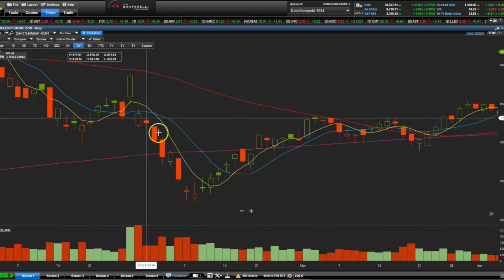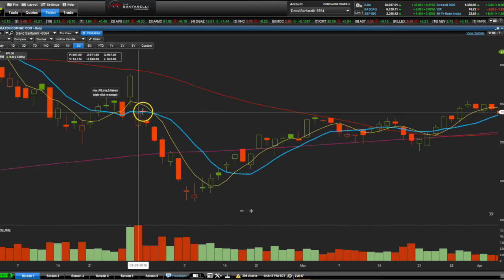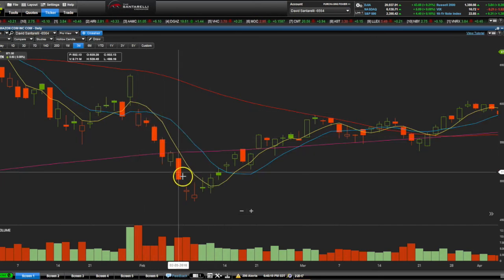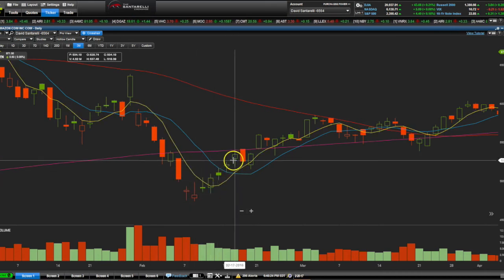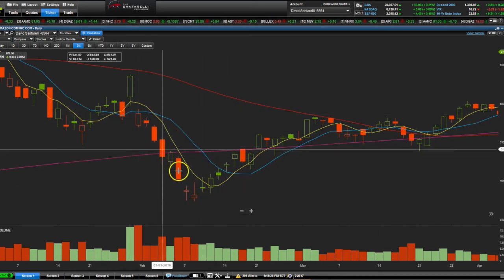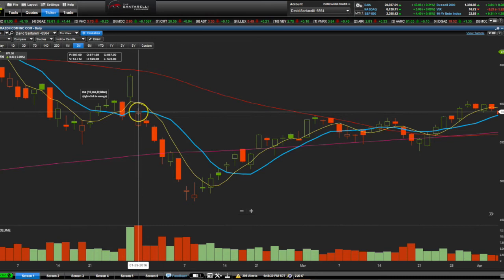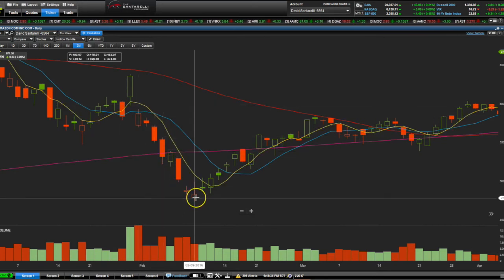But if you know the hook pattern, which is one of my favorite patterns to trade, you know that once Amazon came down here and started forming this hook, it was going to start to rebound a bit. And this is great for a rebound trade after it has a nice decline like that. The stock declined from 600 all the way down to 478.